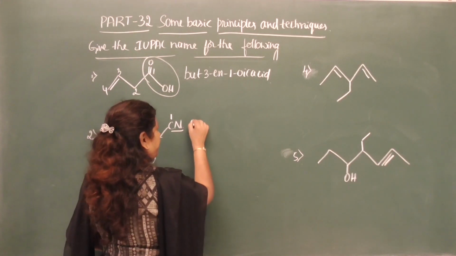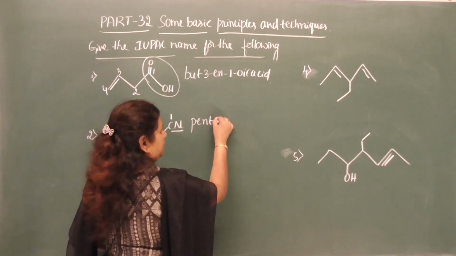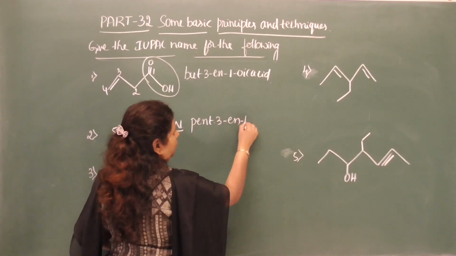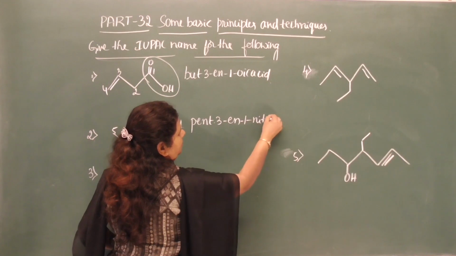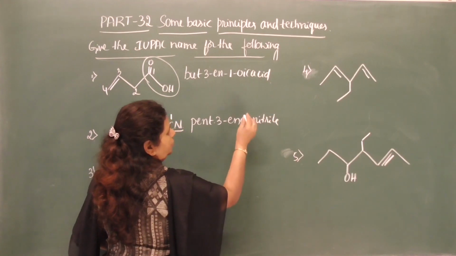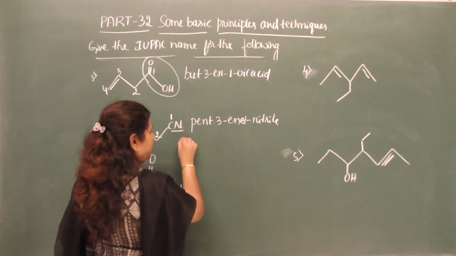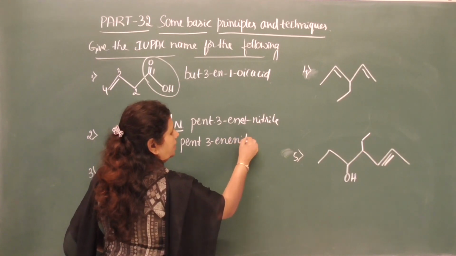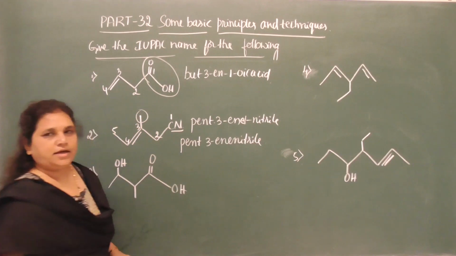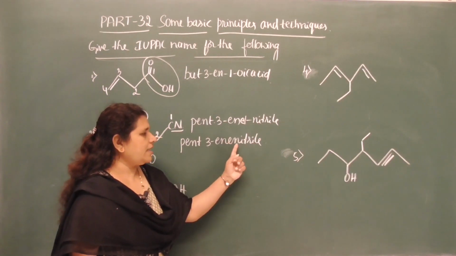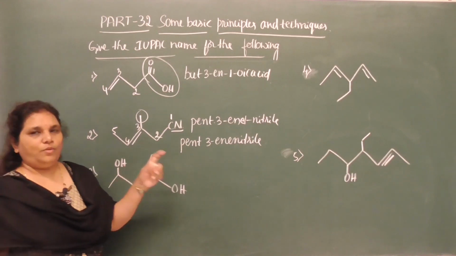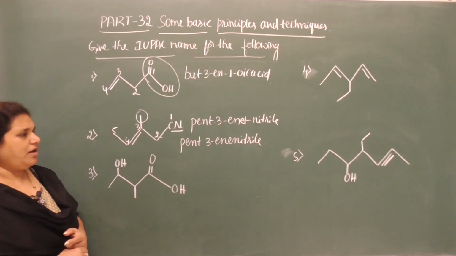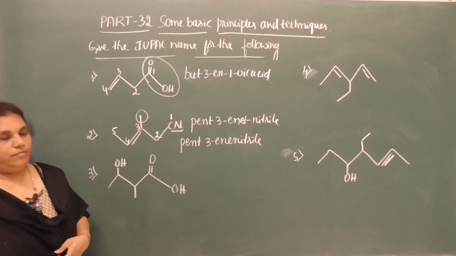So therefore pent-3-en-1-nitrile. You can retain the terminal E here, or you can write it as pent-3-en-nitrile. So why can we retain the terminal E here? Because the secondary suffix starts with N, it is not a vowel. Therefore 3-methylpent-3-enenitrile is the IUPAC name of this bond-line formula.